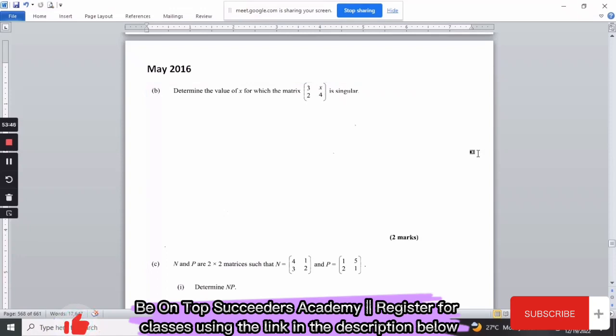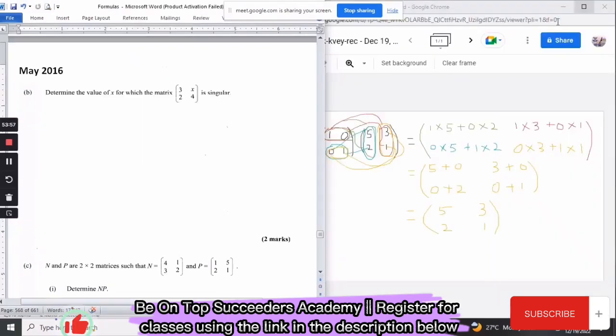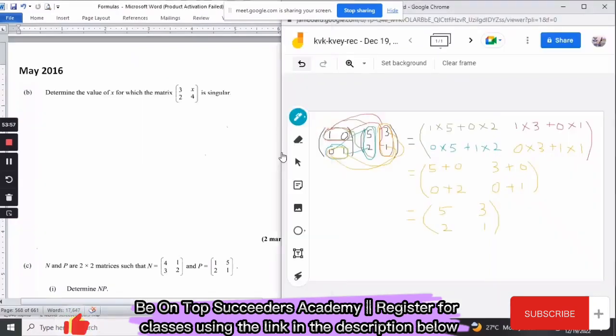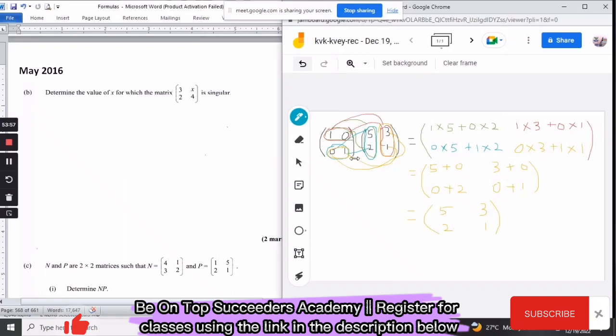In the last video I went through the steps you need to solve simultaneous equations using the matrices method. That's not in this video, even though you saw it in the intro. It's in the previous video. In this video we are going to be focusing on this past paper question, which is May 2016, starting from part B, because we did matrices already.